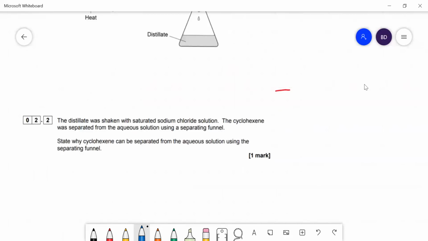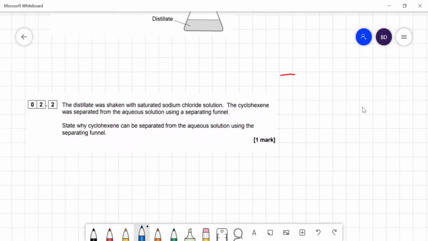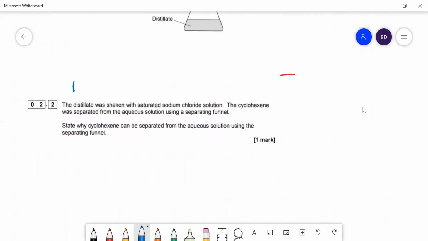The distillate was shaken with saturated sodium chloride. Now the distillate is the cyclohexene, not the cyclohexanol. Okay, and this cyclohexene was separated from the aqueous solution using the separating funnel. Now, why can you do that? Well, it's because we've got an aqueous solution of sodium chloride. Okay, that will not mix with cyclohexene, because you mostly have van der Waals forces with that. It's a non-polar compound, whereas water, of course, is polar. It's going to form hydrogen bonds. It won't mix. It's 1 mark, so all you have to say is they are immiscible.